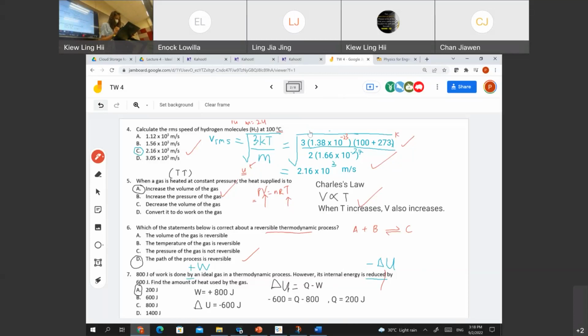Question 7. 800 joule of work is done by the gas, so work done is positive. Internal energy is reduced, so this is negative. Find the amount of heat. By the first law of thermodynamics, delta U equals Q minus W. Put in the values with the sign convention: negative 600 equals Q minus 800, since work done is positive. So Q is 200. Very good.